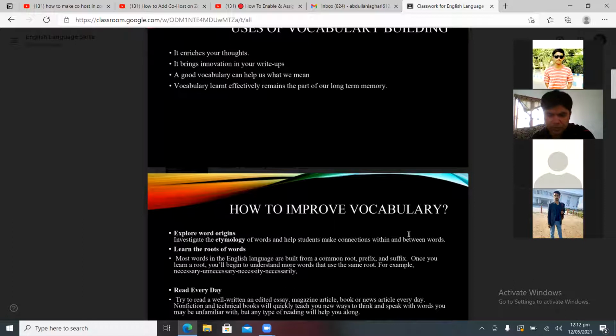So most words in the English language are built from a common root, prefix or suffix, right? Prefix or suffix. A prefix is the part of a word that comes in front, and a suffix comes afterwards. So for example, once you learn a root, you will begin to understand more words that use the same root, the way I gave you the example.